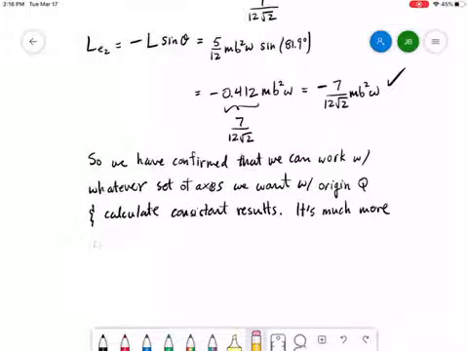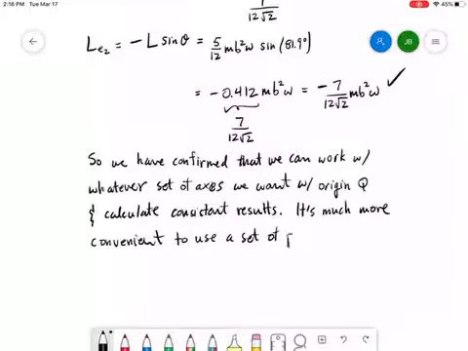So it's just much more convenient to use a set of principal axes, because the expressions for things like angular momentum and rotational kinetic energy become much more straightforward.